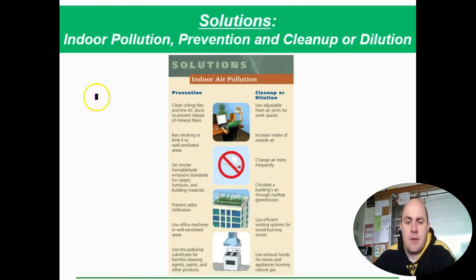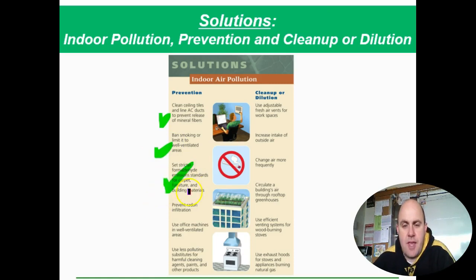Indoor air pollution. How do you prevent it? Well, clean ceiling tiles and things like that might have issues. Ban smoking unless you're in super well ventilated places. Restrict the chemicals that we put into new materials. Prevent radon from getting into your house by creating barriers. Use machines in well ventilated places and use less pollutants in making paints, thinners, cleaners, and things of that nature.